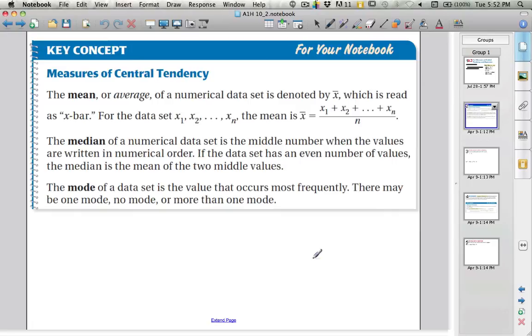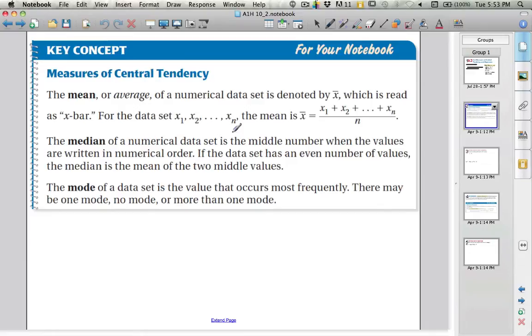Now, when we talk about measurements of central tendency, in statistics, when we talk about the average, we call it the mean. It's abbreviated by X with a bar over the top, which you read as X bar. And if we want to find it for a data set, we're just finding the average. We add the observations together and we divide by the number of observations.